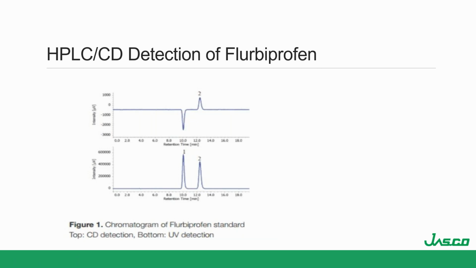This is the HPLC detection of flurbiprofen. Again, now comparing it to the UV separation, you can see you have the negative peak and positive peak versus the two positive peaks.